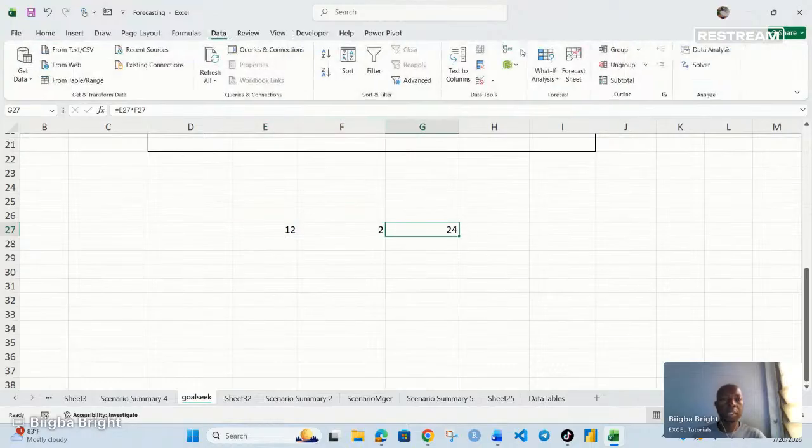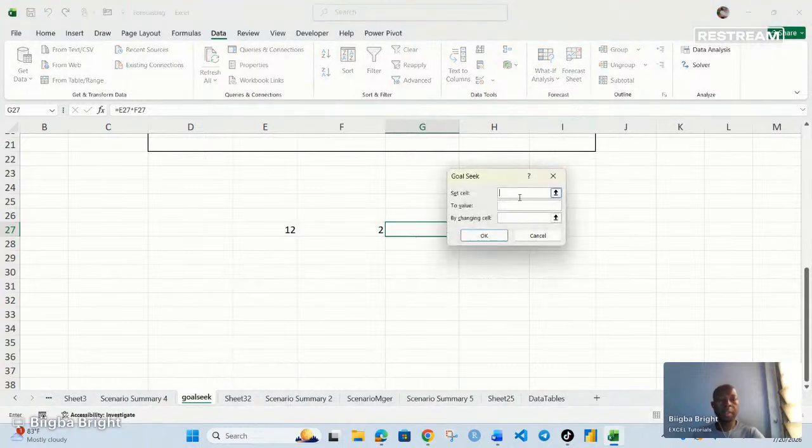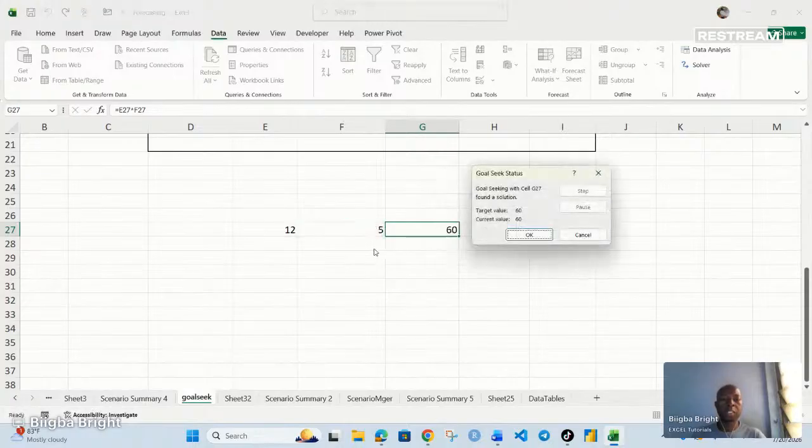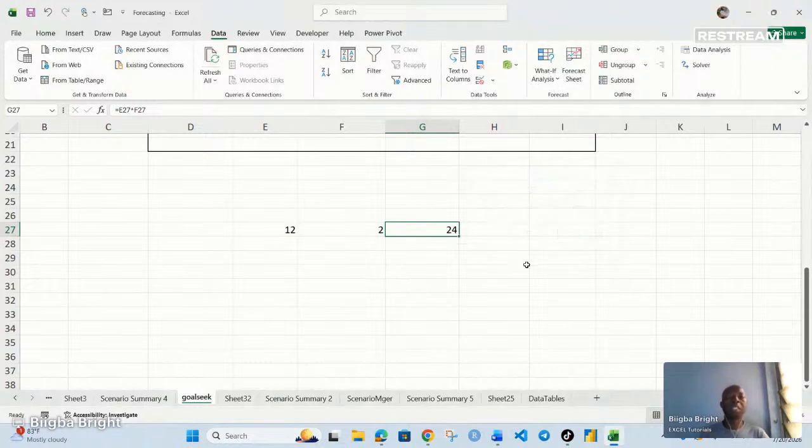So this will be my set cell. I can just go to my data tab, come to what-if analysis, click on goal-seek, and then my set cell will be the one that has the formula. To what value? I'm saying that I want it to be 60. By changing, I could say by changing this particular value here, whatever value it is, it could be item, it could be price, whatsoever, then I'll just click inside. So it tells me that if I have 12 and I want 60, then the items here should be 5. And if I like, I click OK, and then that is fine. So basically, this is how goal-seek works.